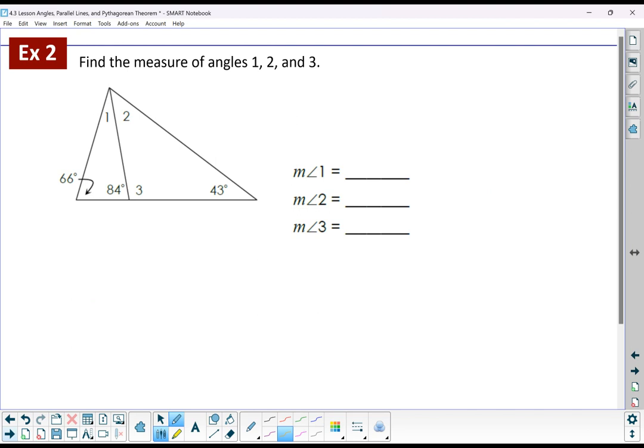For this diagram, we're trying to find the measure of angles 1, 2, and 3. Well, to find the measure of angle 1, we can focus on this small triangle right here. We know two of the angles in that triangle, so we can figure out the third by subtracting the two that we know from 180. So 180 minus 66 minus 84 will give us angle 1. So angle 1 is 30 degrees.